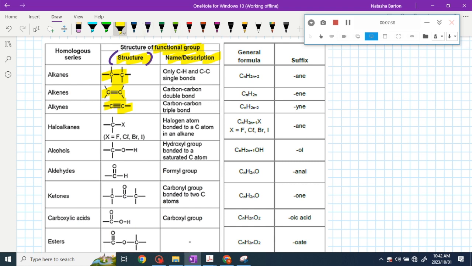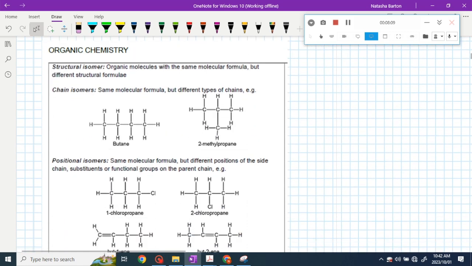Knowing the names of the functional groups: if we look at the alcohols, there it's called a hydroxyl. If you look at the aldehydes, there we are talking about the formyl group. Ketones, the carbonyl group bonded to 2 carbon atoms. And your carboxylic acids, there we are talking about the carboxyl group. You need to know the names of these functional groups and how to draw them according to your exam guidelines. And again, this is copy-pasted from your exam guidelines.